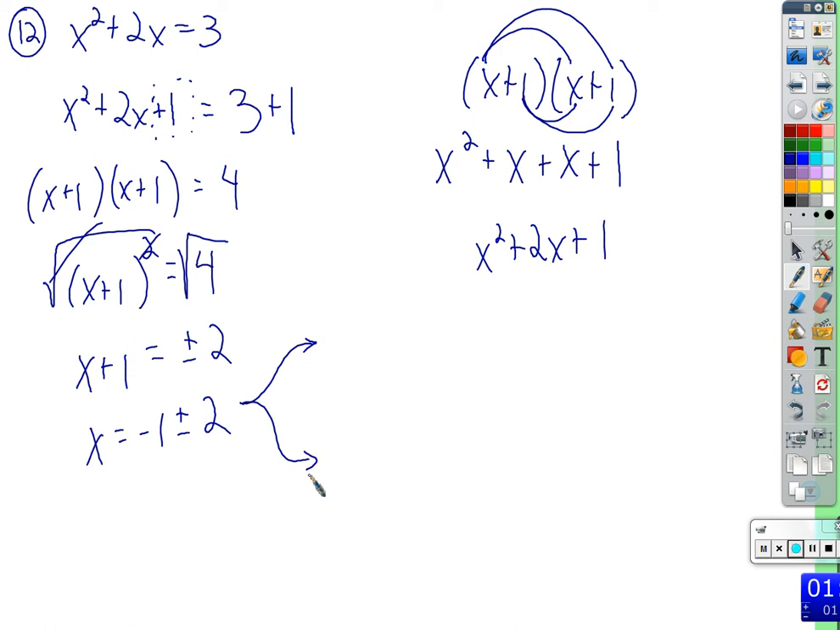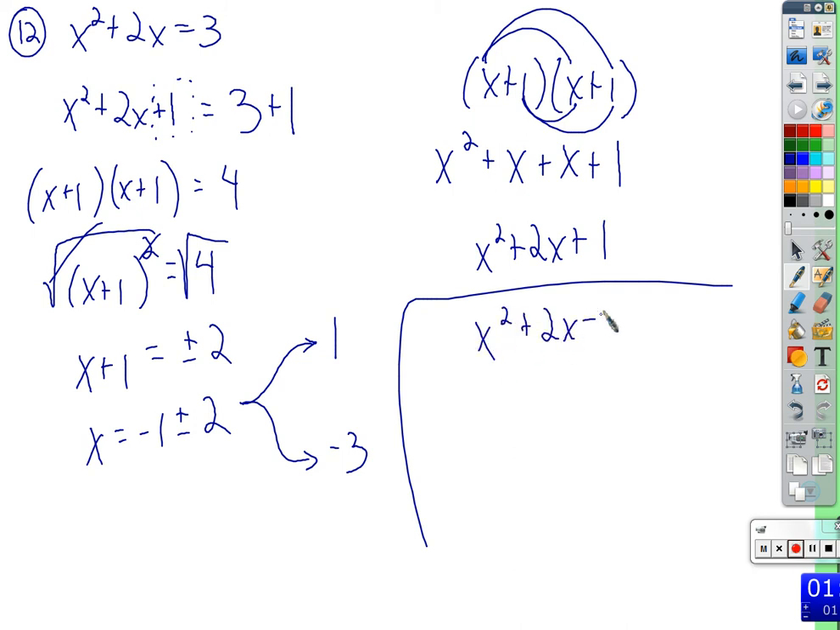You have two possibilities. Negative 1 plus 2, 1. Negative 1 minus 2, negative 3. If you do completing the square and you get two nice numbers, by nice I mean like a whole number, an integer, or just a simple fraction, a rational number, then you could have factored it from the beginning. If we go back and subtract 3 on both sides, we get x squared plus 2x minus 3 equals 0, then we could have factored this, it turns out. Plus 3 and minus 1. You multiply this out, you get x squared plus 2x minus 3. And you get negative 3 and positive 1 as your solutions.